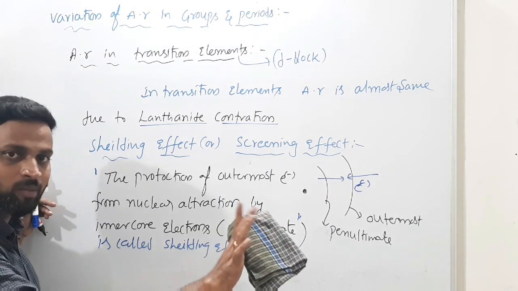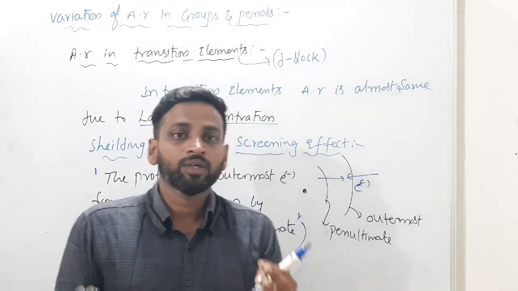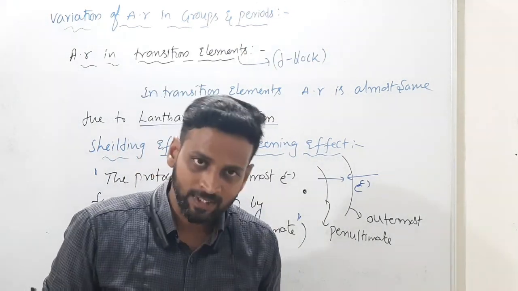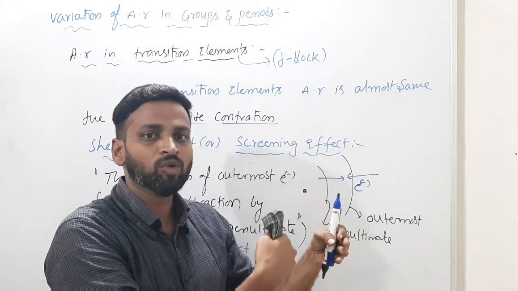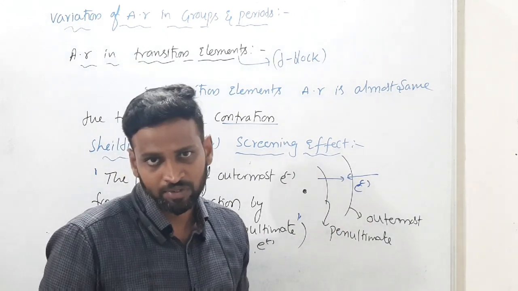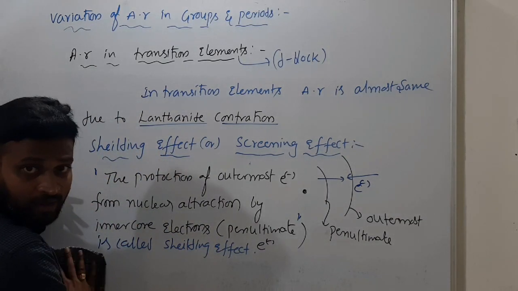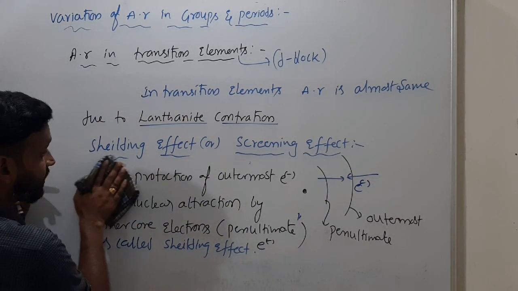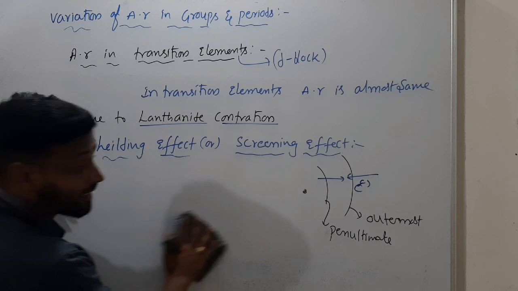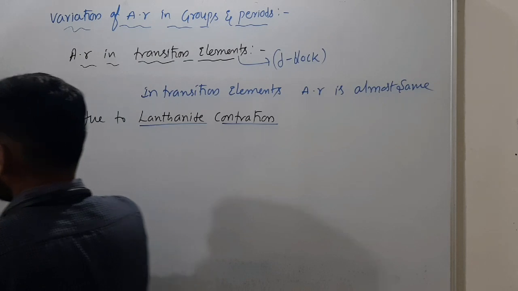As an example, if you remember, you can understand. You brilliant students are protected by your parents. Who is shielding you? Your parents are shielding you, protecting you from some other attractions. That is the shielding effect. I am protecting my children like that. This is called shielding effect. Here, who is protecting the outermost electrons? Sorry, who is protecting? The inner core electrons.